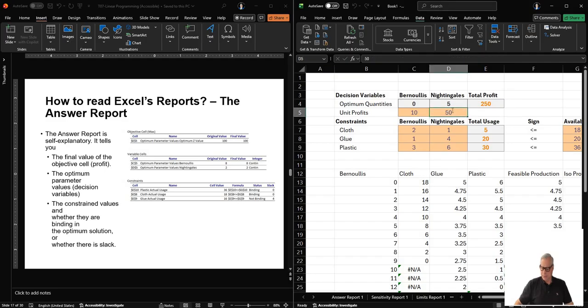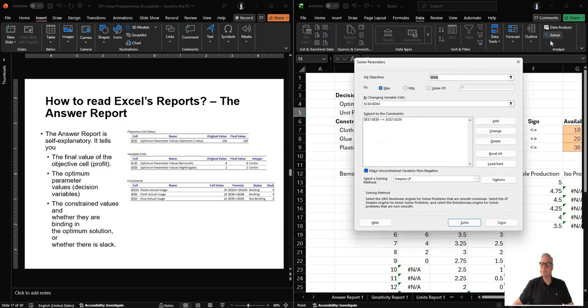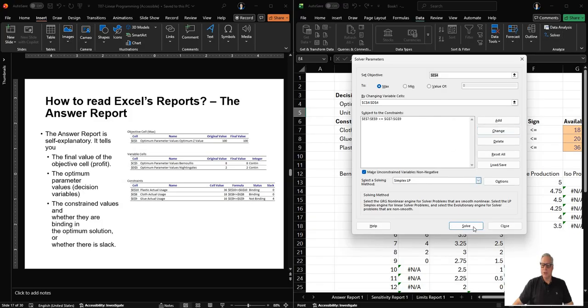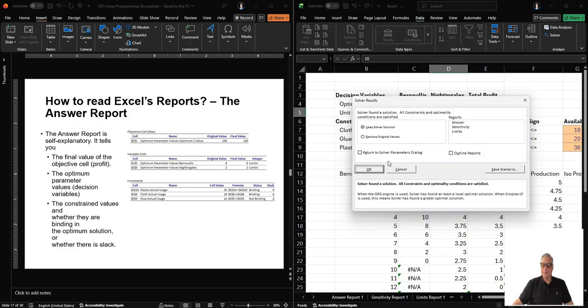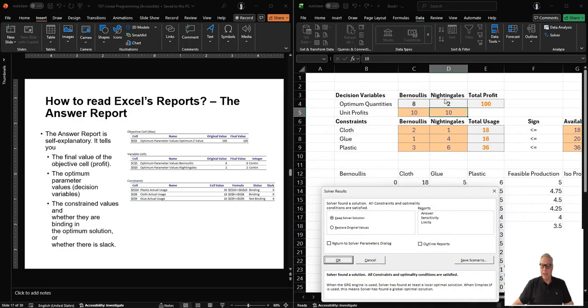So you see initially we had the unit profits of 10 and 10, and we had the solution of 8 and 2. So let's reset everything to 0, 0. Let's quickly run Solver. So that's still all the same, nothing has changed. And so now we are back to 8 and 2, and then we check those answer, sensitivity, and limits reports, but I already pulled them up.